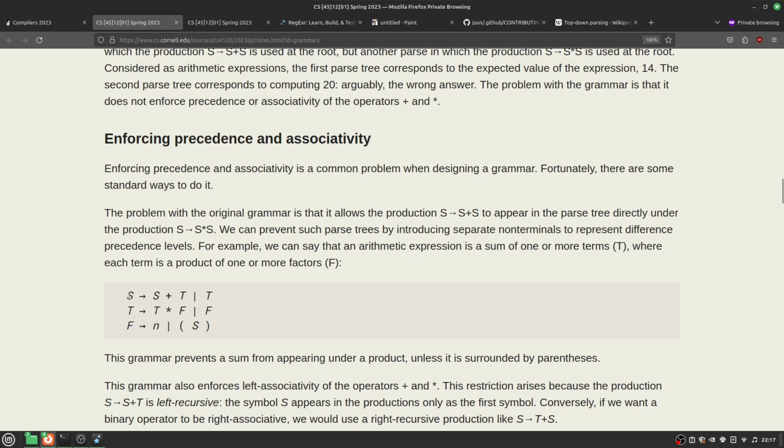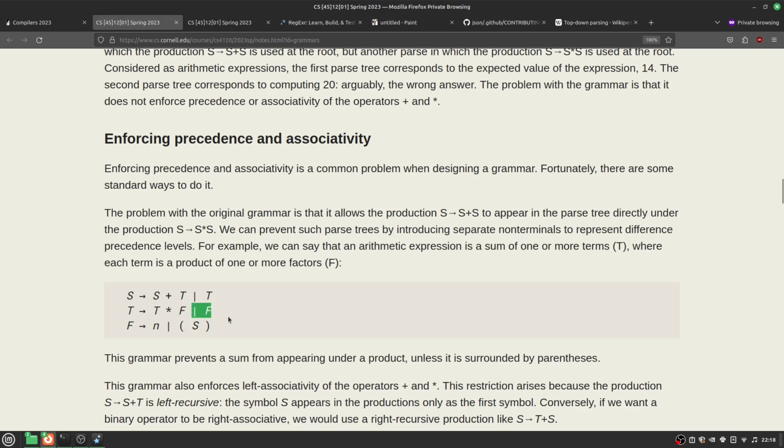Okay, so s can be expanded to s plus some term, or some other term. Wait. There's a sum of one or more terms t, where each term is a product of one or more factors f. So a term can be defined as t times some factor.